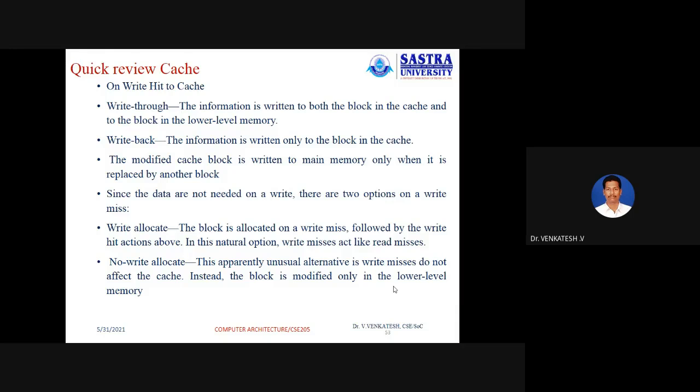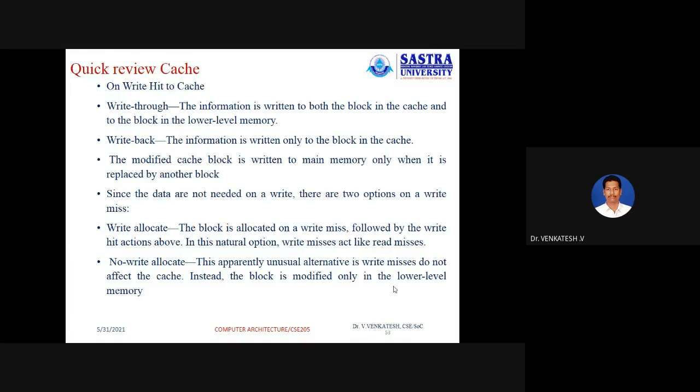Since the data are not needed on a write, there are two options on a write miss. Sometimes we do not need the data, for example, when we are no longer going to use this same data. So in that case we use something called write allocate, or otherwise no write allocate. So this is that option.